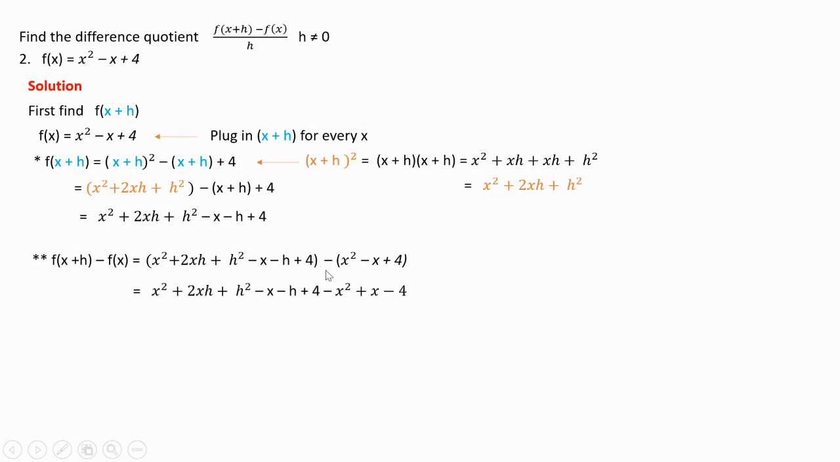Now here I'm going to distribute. So negative, like a -1 times x squared is negative x squared. Negative times negative will give you a positive, and negative times positive will give you a negative.